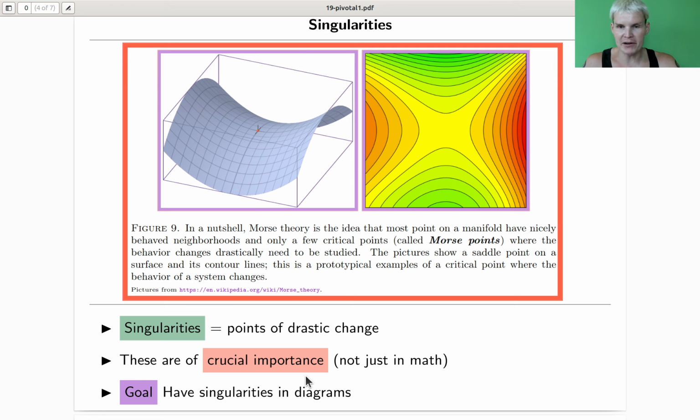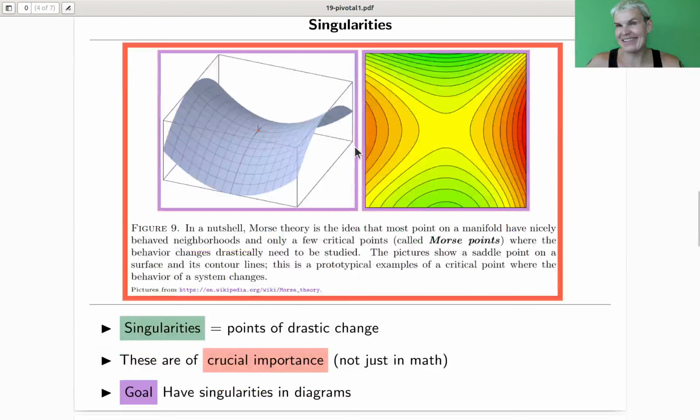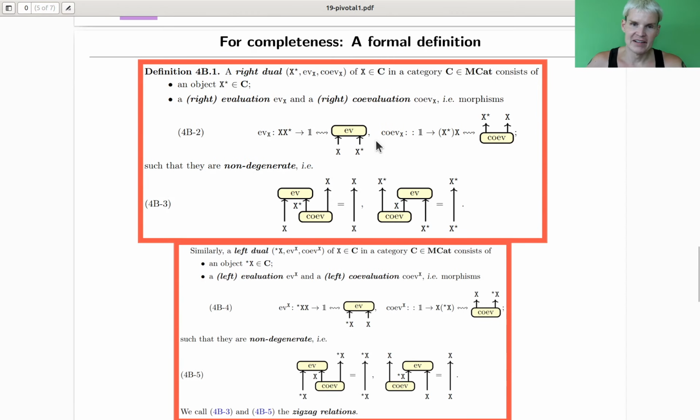We want to allow in our diagram calculus a change of pace, if you want. And this is often called Morse theory, and they will call the singularities Morse points, where something happens to the derivative in this little picture. Okay, so pivotal categories are kind of a mixture between duality and singularity, at least in the diagrammatics. And the formal definition is as follows.